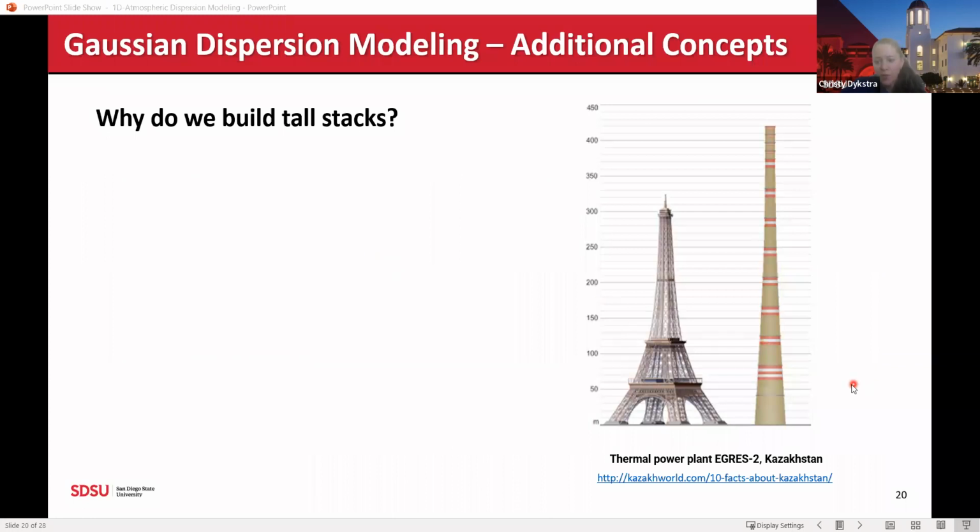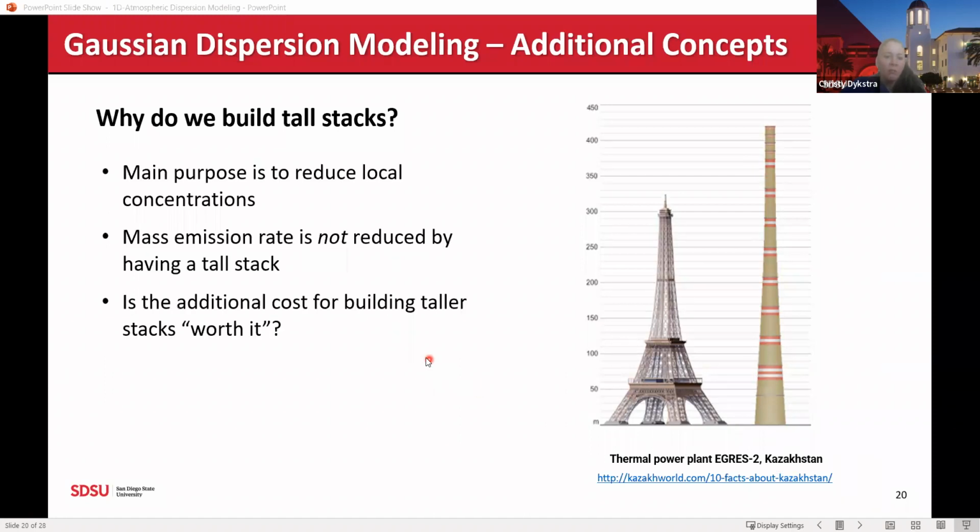The reasons that we build tall stacks. So this is in Kazakhstan. This is a comparison of Kazakhstan's thermal power plant stack versus the Eiffel Tower here. Our main purpose is to reduce the local concentration. So the higher we build it, the more dispersion there can be before the plume hits the ground. And hopefully that means that we have a lower concentration when the plume does reach the ground, and so people are not as exposed to that plume.